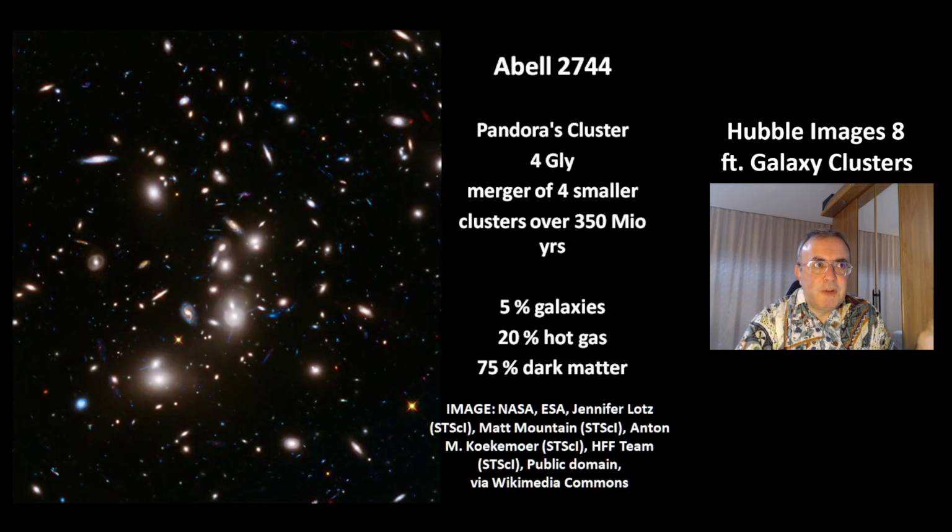Abell 2744, it's called Pandora's cluster, at a distance of 4 billion light years. It is a product of a merger of four smaller clusters from over 350 million years ago. Galaxies make just 5% of this cluster's mass. Other 20% are hot gas, and the majority of 75% is dark matter.